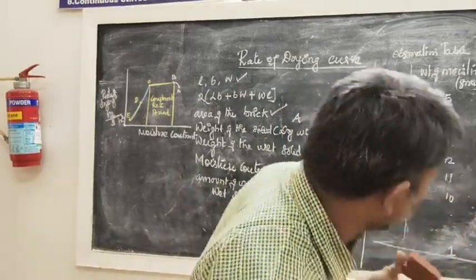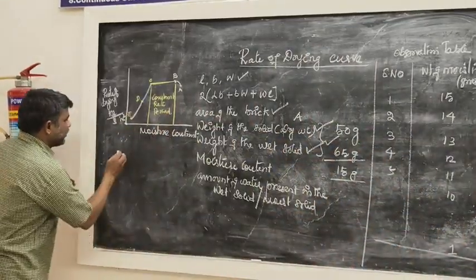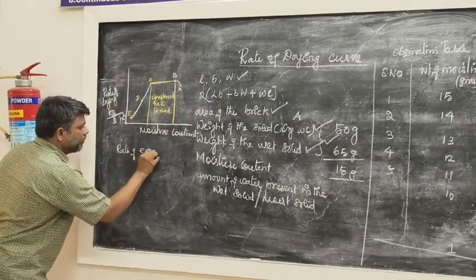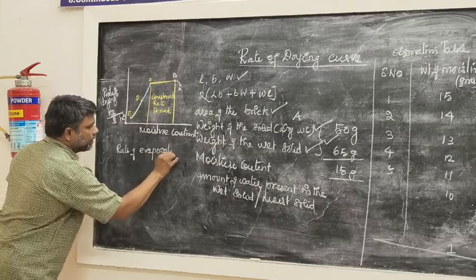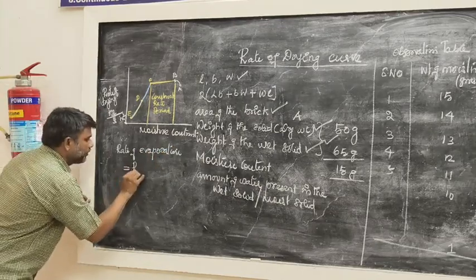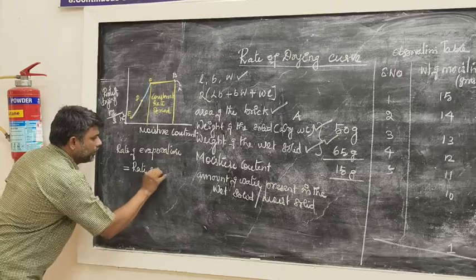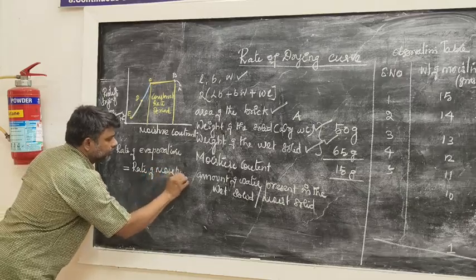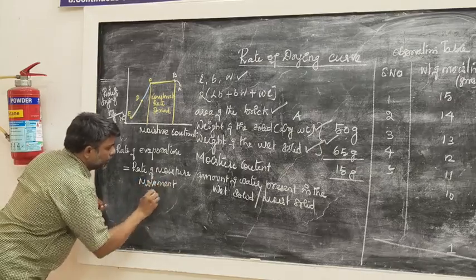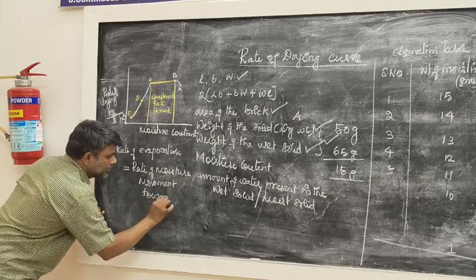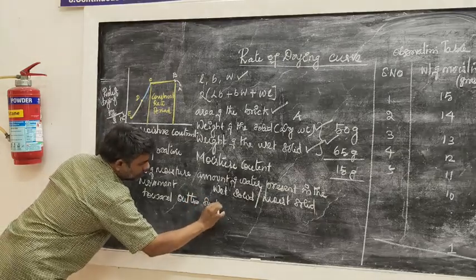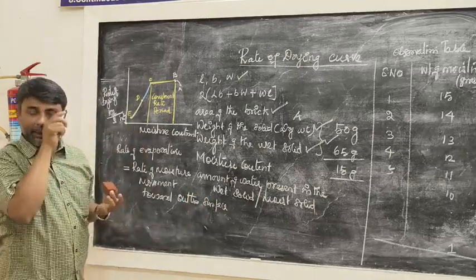In the constant rate period, the rate of evaporation is exactly equal to the rate of moisture movement towards the outer surface. The rate of drying is constant. Are you able to follow?